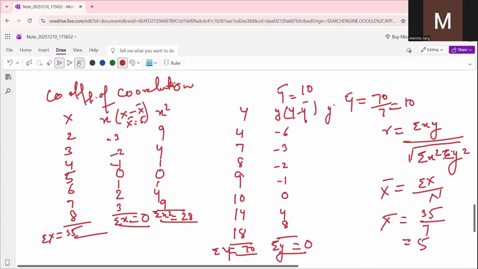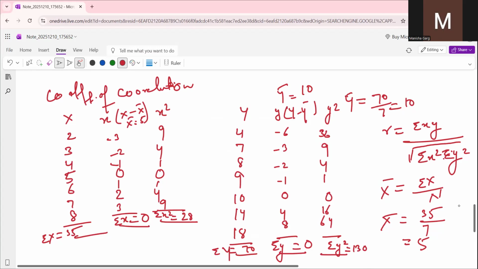Then we will find y square. 6 square is 36, 9, 4, 1, 0, 16, 64, and the summation of this series is equal to 130.